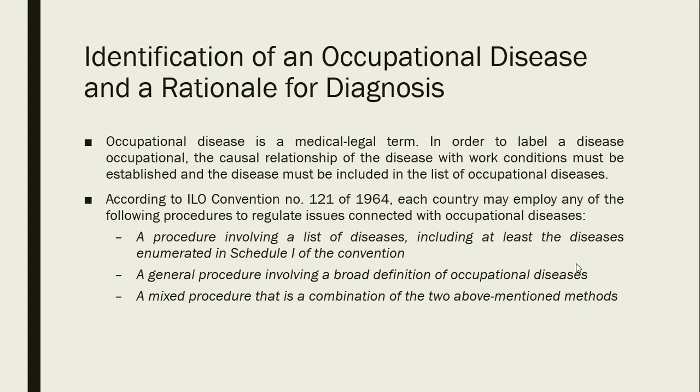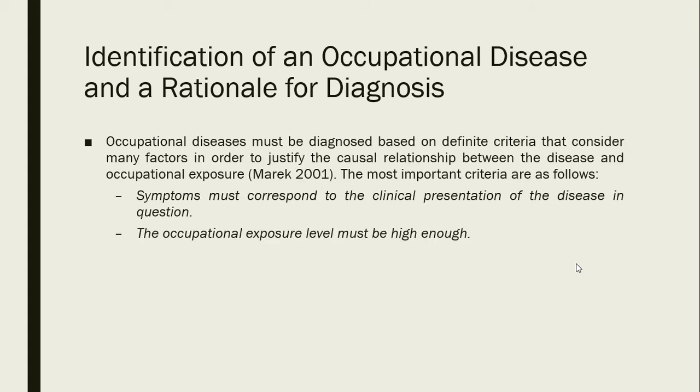First is a procedure involving a list of diseases, including at least the diseases enumerated in Schedule 1 of the Convention, a general procedure involving a broad definition of occupational diseases, and a mixed procedure that is a combination of the two above-mentioned methods. Occupational diseases must be diagnosed based on definite criteria that consider many factors in order to justify the causal relationship between the disease and the occupational exposure, so the work conditions. The most important criteria are as follows.